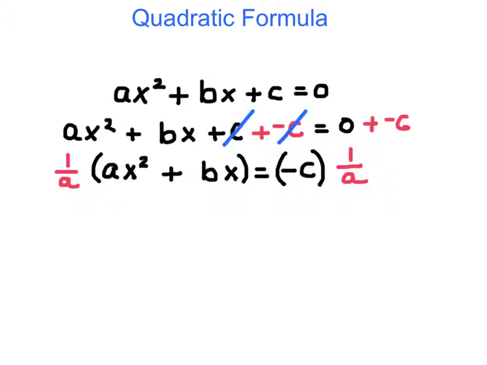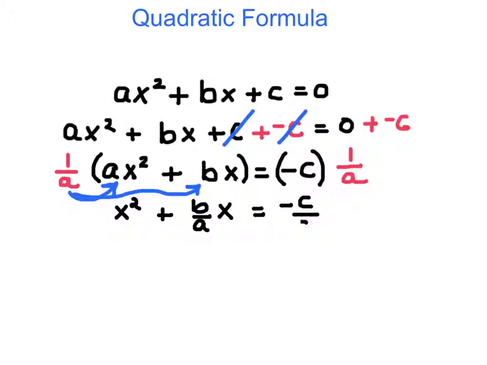So I multiply the left-hand side by 1 over a and the right-hand side by 1 over a. When I do this, I'm going to distribute it. I distribute the 1 over a to the first term, and the a's cancel out. I get just x squared. When I distribute the 1 over a to my second term, I get plus b over a times x, and my right-hand term becomes a negative c over a.